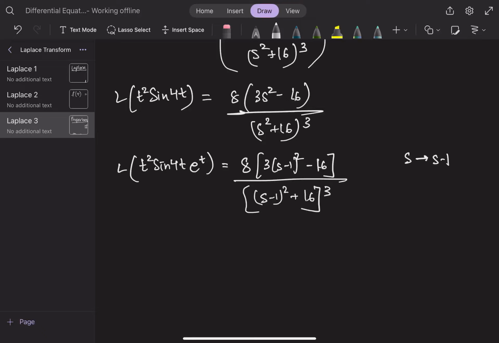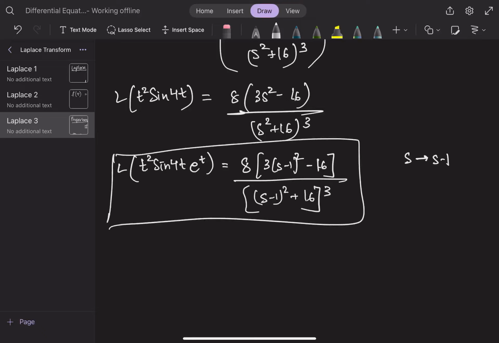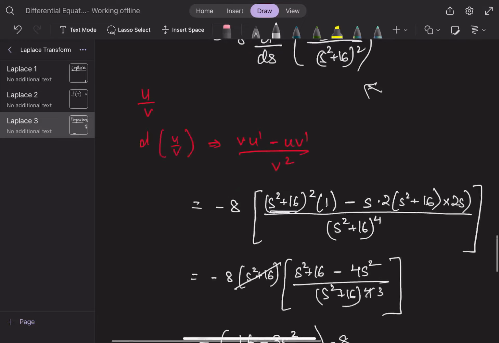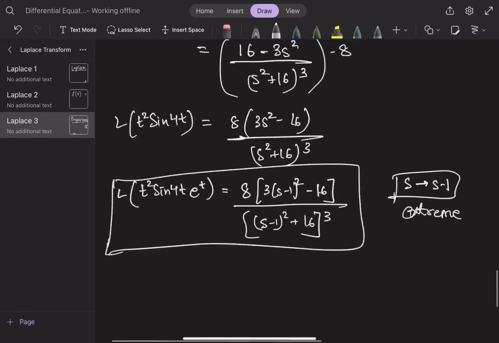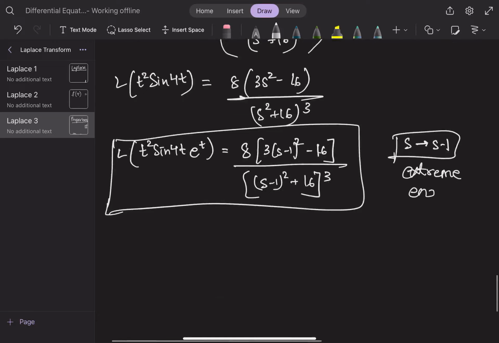This is your answer. I have taken this example to show you that you need to do this thing in the extreme last. Otherwise, your differentiation or whatever other methods you need to do, they will become more complicated. So you're going to do this in the extreme end.